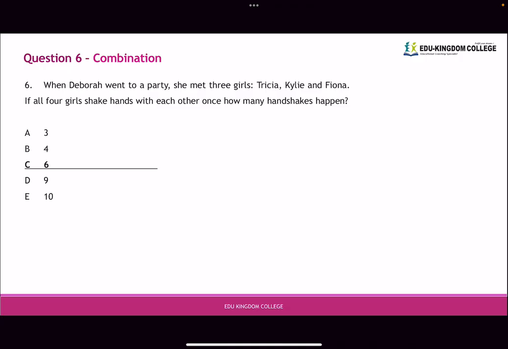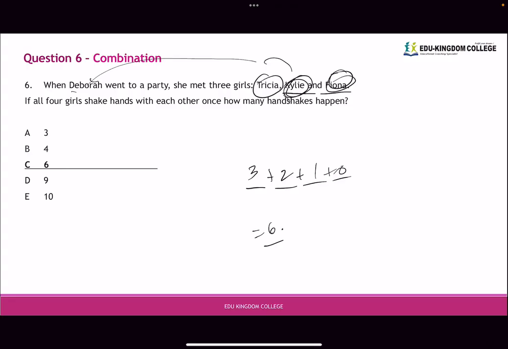Question 6. When Deborah went to a party, she met 3 girls, Trisha, Kylie, and Fiona. If all 4 girls shake hands with each other, how many handshakes happen? So let's say girl 1, 2, 3, and 4. Deborah is able to shake hands with 3 girls. Trisha has already shaken hands with Deborah, so she can only shake hands with Kylie and Fiona. So that's 2. And then Kylie has already shaken hands with Trisha and Deborah, so she can only shake hands with Fiona, and then Fiona has already shaken hands with everyone. So that's 3 plus 2 plus 1 equals 6.